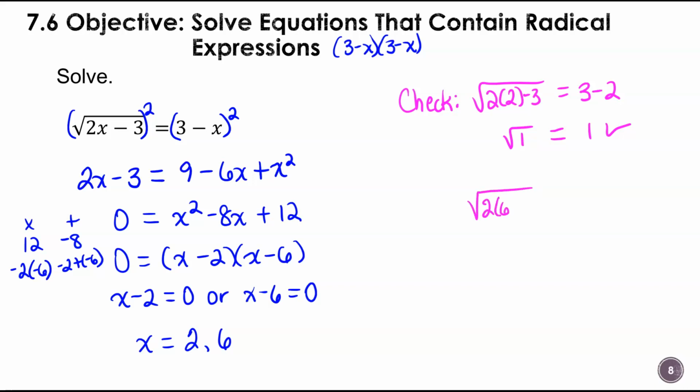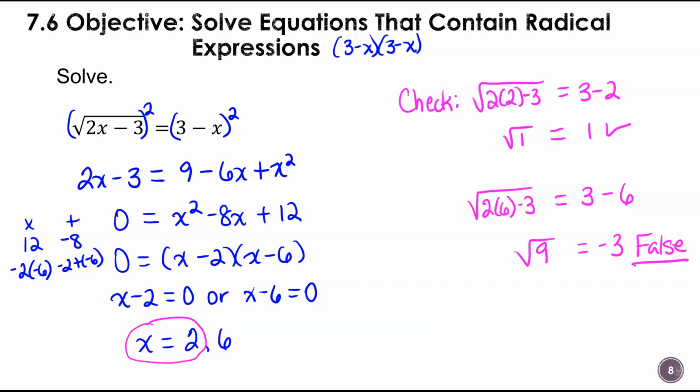So 2 times 6 minus 3 equals 3 minus 6. You can see on the right side I'm going to get a negative number, right? That's going to be equal to negative 3. So this one's not going to check. 12 minus 3 is 9. The square root of 9 equals negative 3 is false, right? So 6 does not check, and that means x equals 2. We have to throw out the 6 because it does not check.